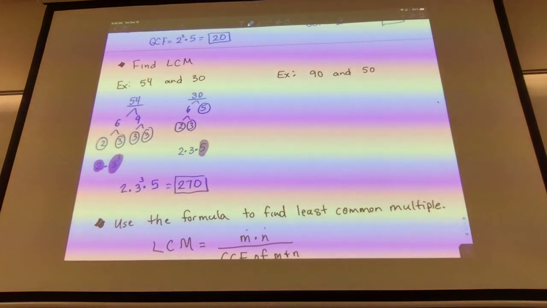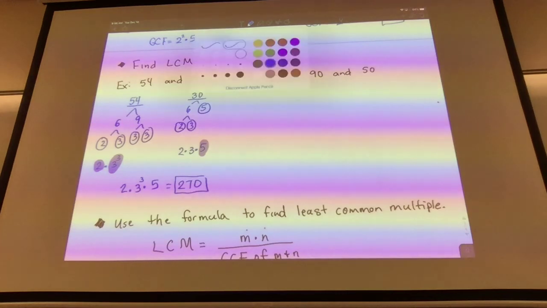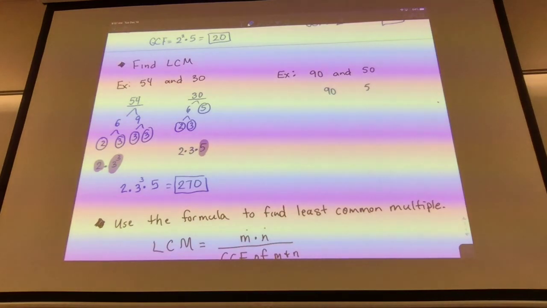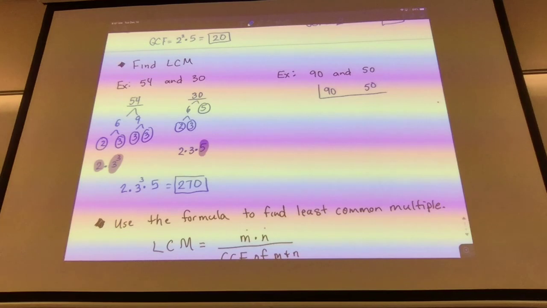So here we're going to do 90 and 50, but we're going to use the table. So we'll have 90 and 50. Divide by 2. They're both even.